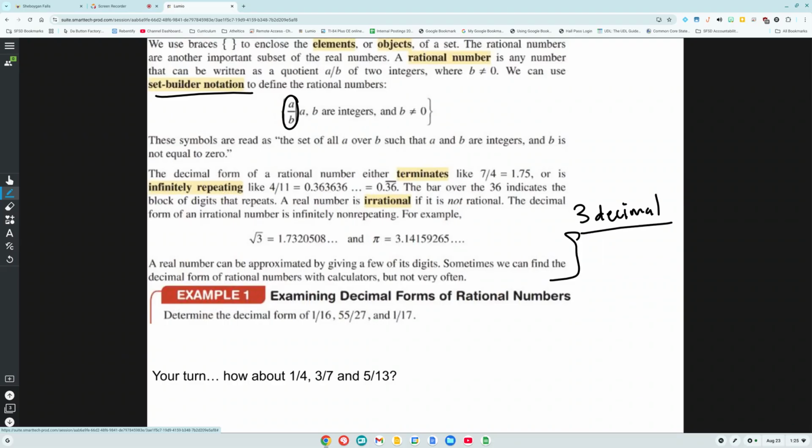Just so you guys have that in the back of your mind. So the first question says determine the decimal form of 1/16, 55/27, and 1/17. And then you guys are going to do that a couple times as well.